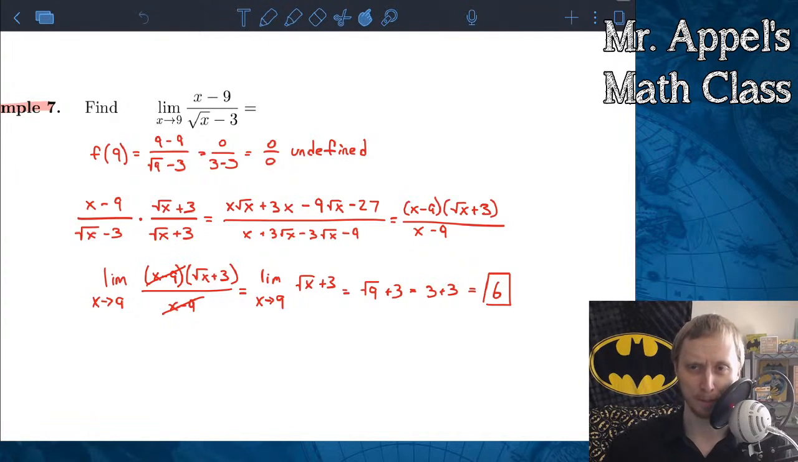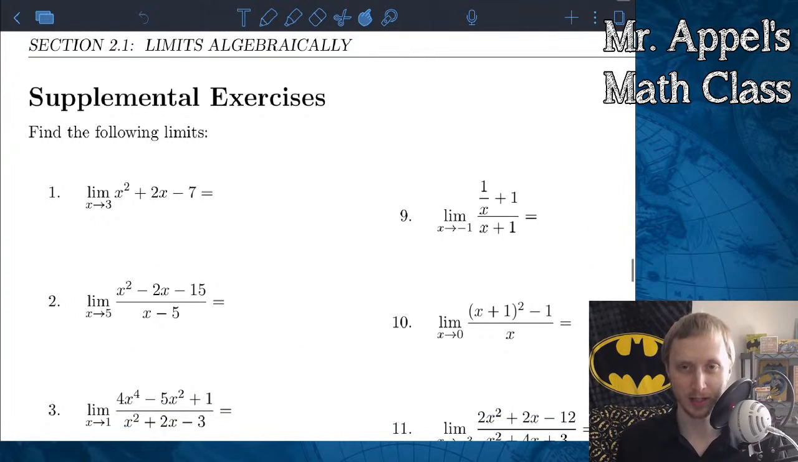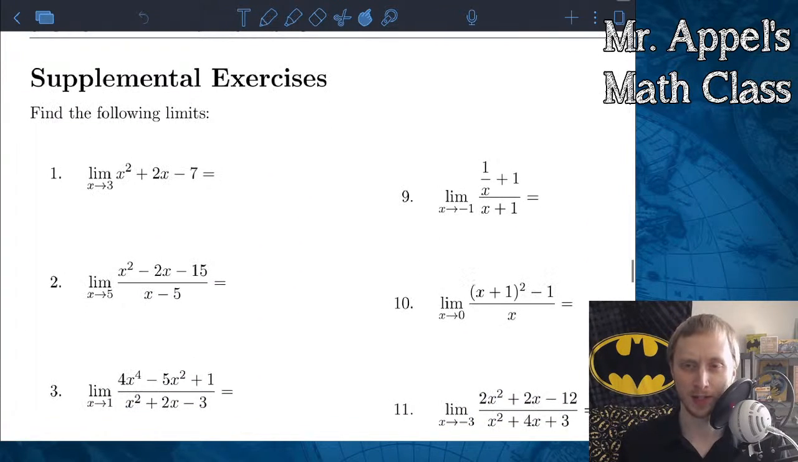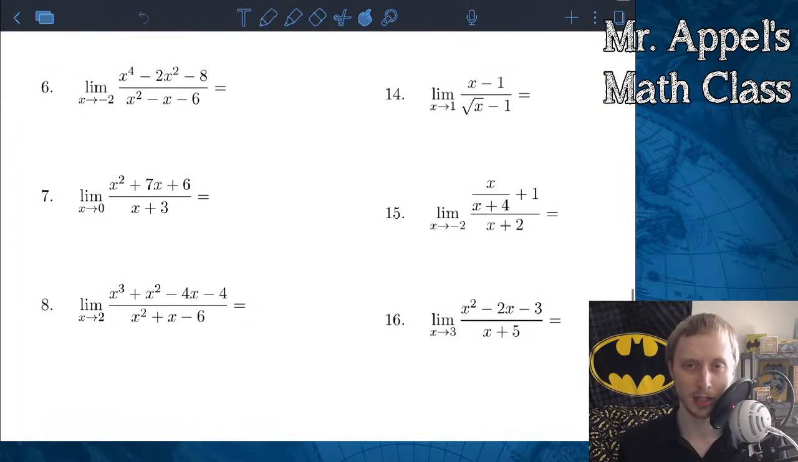No questions? You guys are an easy bunch today. Because if you don't have any questions, I've got nothing else for you. Your mission for today is to go ahead and complete this worksheet with the supplemental exercises numbers 1 through 16. Oh my gosh, 16, Mr. Apple, that's a lot. Yes, it is.